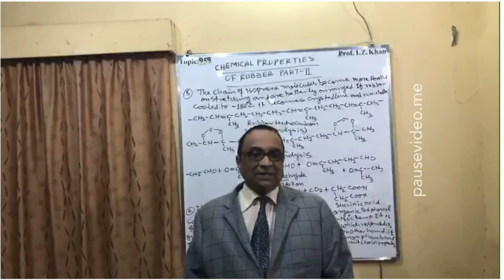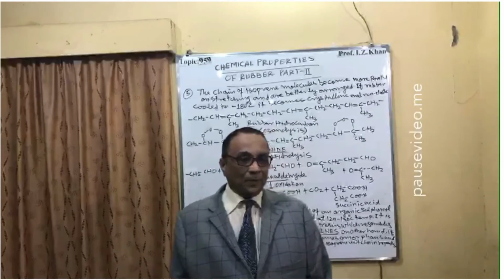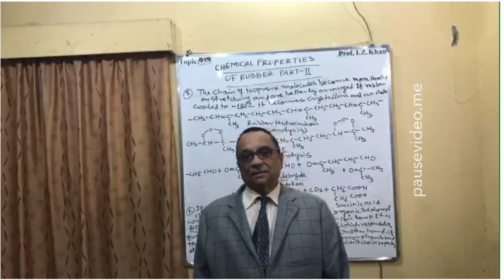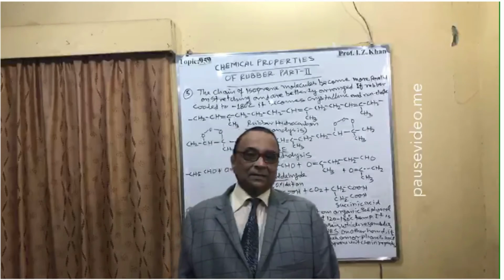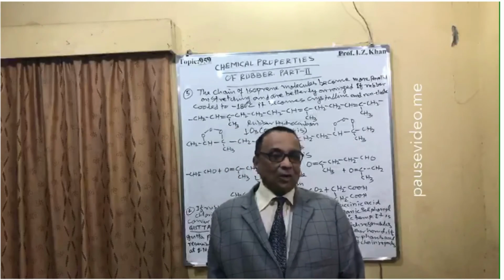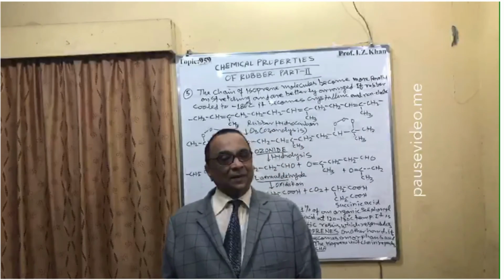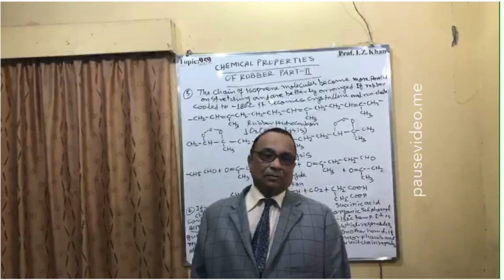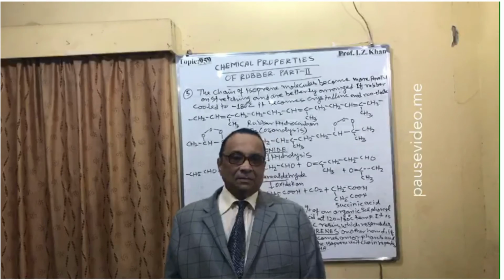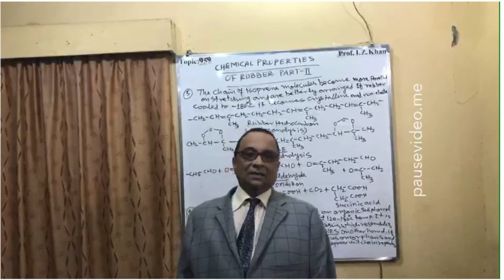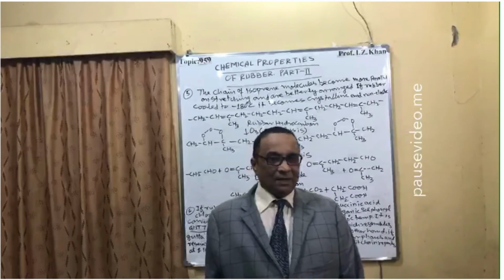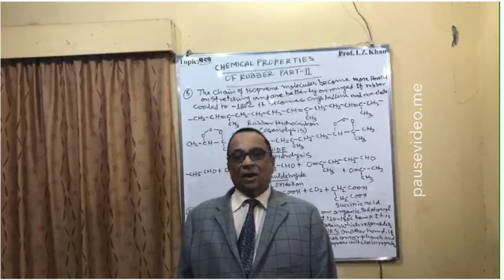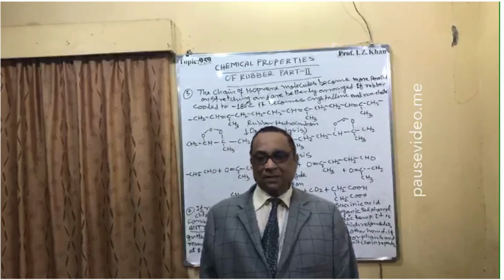So with this I will stop. Your chemical properties are over, and as you know, the best solvents for rubber are benzene and petroleum ether. In most cases, when we dissolve rubber for some chemical reaction or chemical analysis, we dissolve it either in benzene or in petroleum ether.